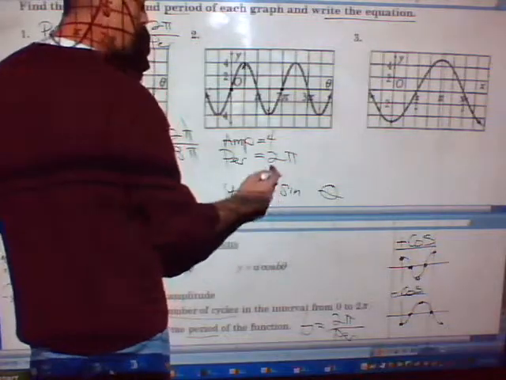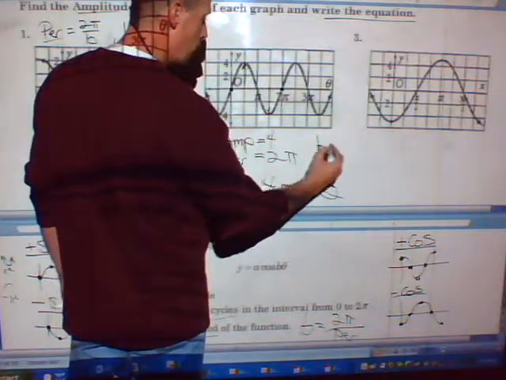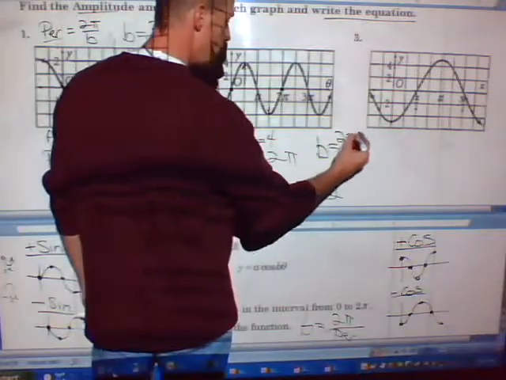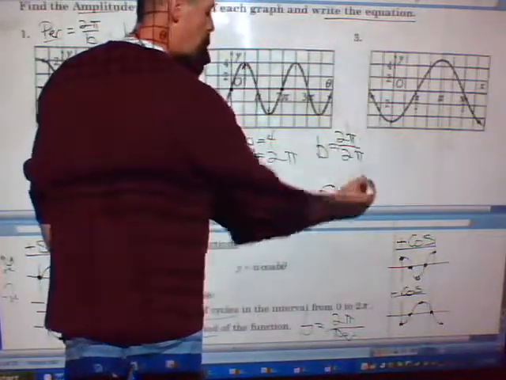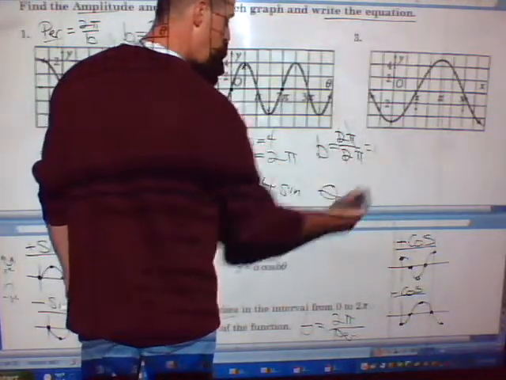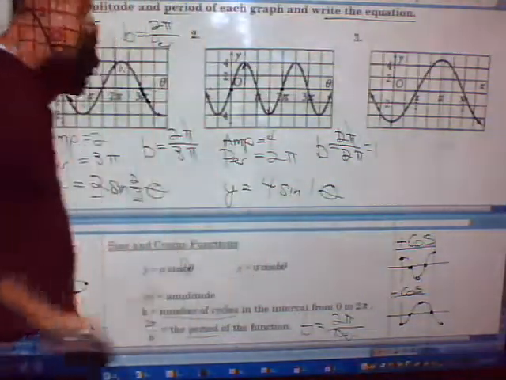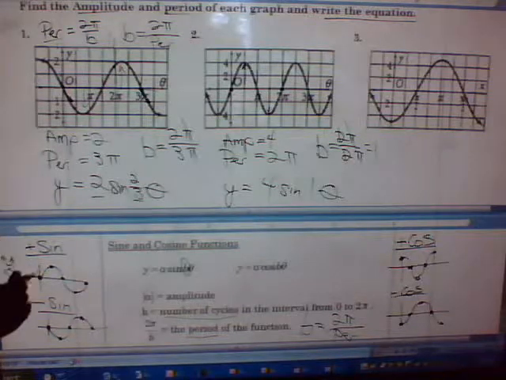Now we need to figure out our b. So b again is 2 pi over the period. So this is 2 pi over our period, which is 2 pi. So the pi's cancel. 2 over 2 gets you 1. So how many cycles are there between 0 and 2 pi? There's 1 cycle.